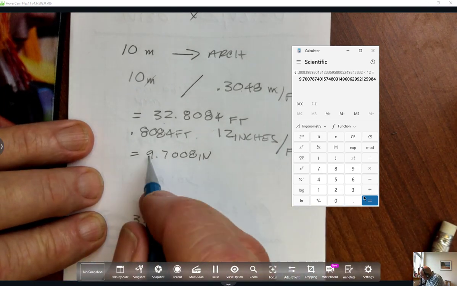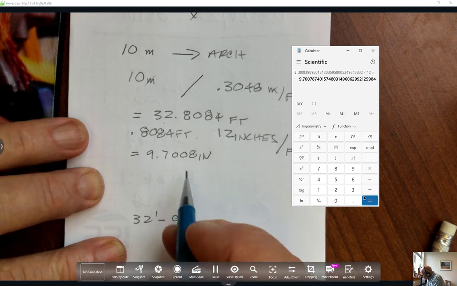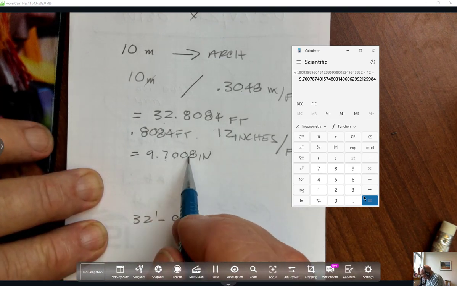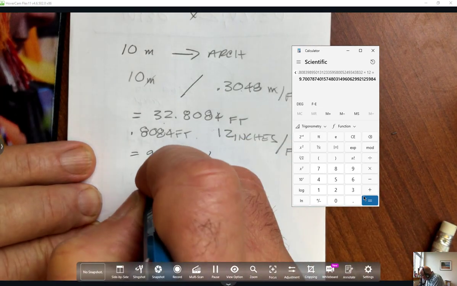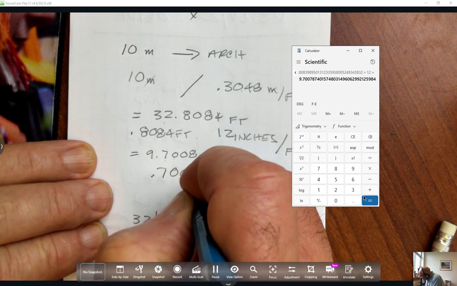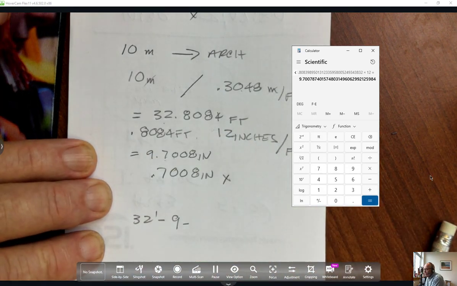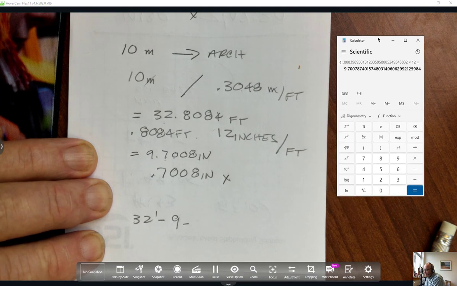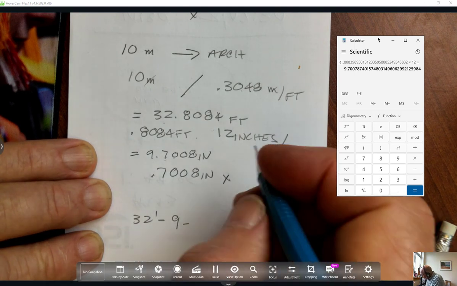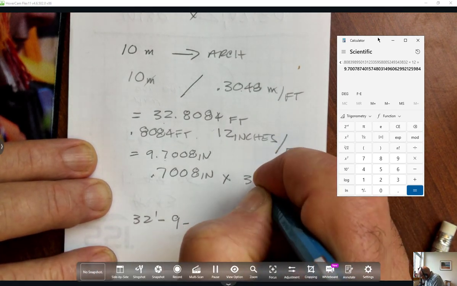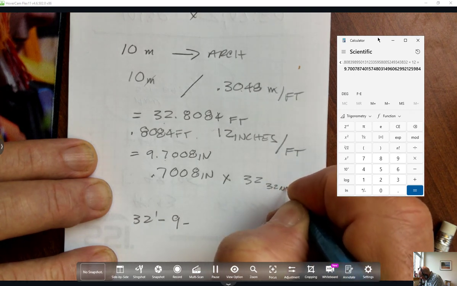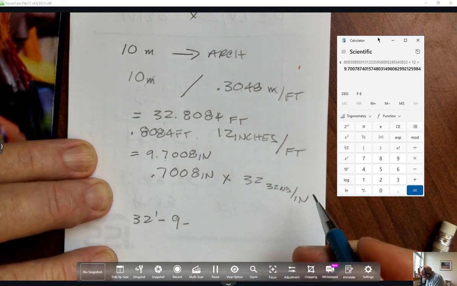So what we can do is take the 9 and put it down here as 9 and a dash. Now we need to know what is 0.7008 as a fraction. 0.7008 inches times. Now we have to decide here what precision we want on our fractions. If we want 1/16 of an inch, we're going to multiply that by 16 sixteenths. Pardon me, if we want 1/32 of an inch, we'll multiply that by 32. So I'm going to multiply that times 32 32nds per inch.